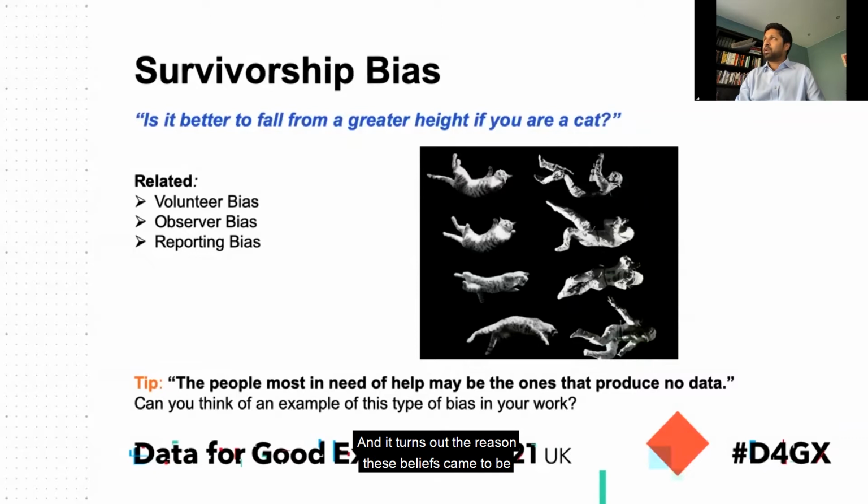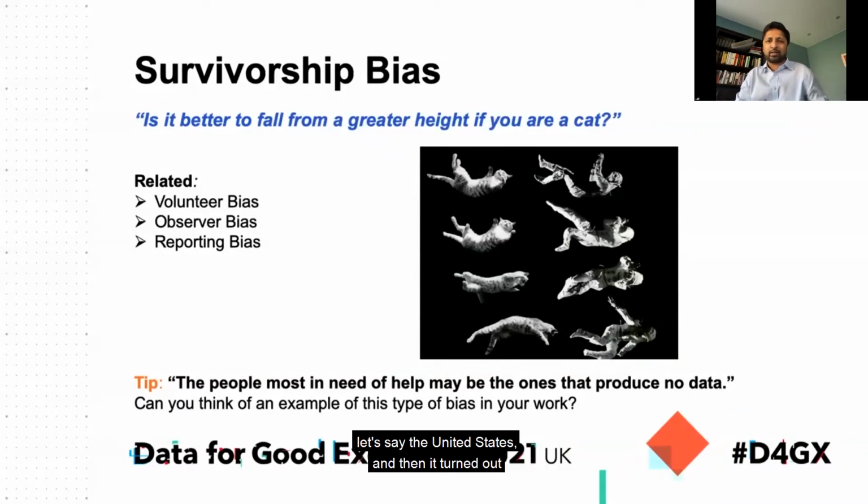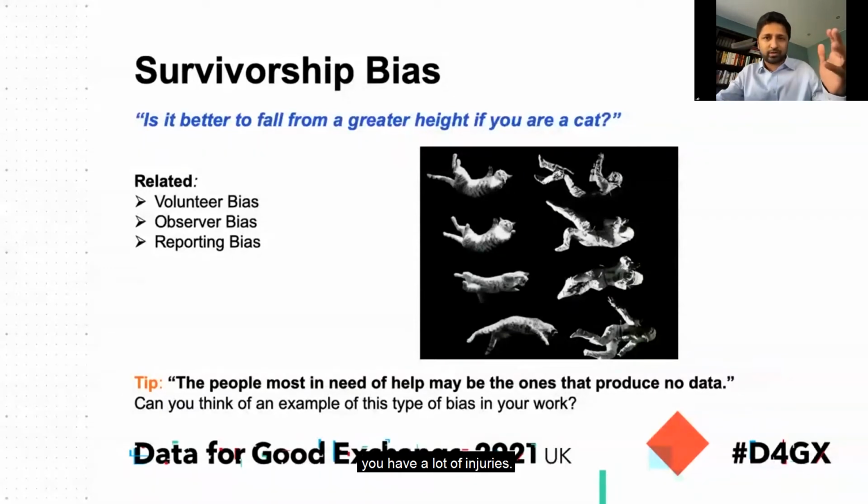And it turns out the reason these beliefs came to be was they looked at the people who registered injuries with vets. So there's a log of people coming into a vet saying, my cat is injured, can you help? And then they collected this data across, let's say, the United States. And it turned out there were some clusters of injuries that you saw. For example, you would see a lot of injuries for 5. And it seemed to be the case that if you fall from 5 floors, you have a lot of injuries, right?